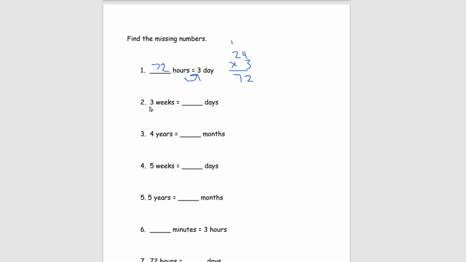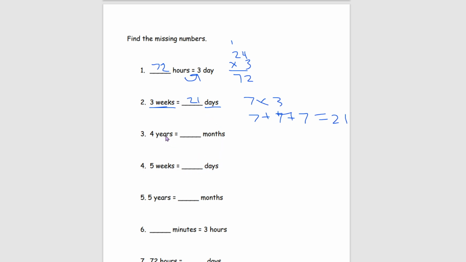For number 2, it's the same thing this time, but instead we're trying to find out how many days are in 3 weeks. So we know that there are 7 days in a week, and we have 3 weeks, so we can just do 7 times 3, which is equal to 7 plus 7 plus 7, and that gets us 21. So 3 weeks is equal to 21 days.